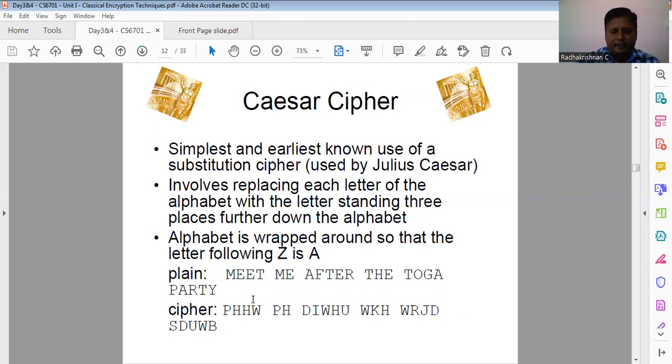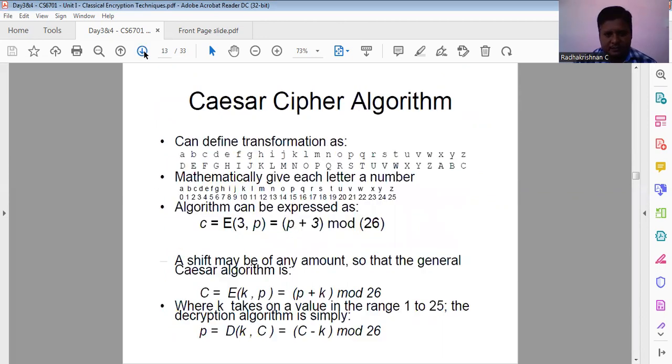The ciphertext will be P, H, H, W, P, H, D, I, W, H, U, W, K, H, W, R, J, D, S, D, U, W, P. In the plaintext we have some meaningful information: meet me after some time. But in terms of ciphertext, there is no specific meaning. So for that purpose only, so that your message will be secretly transferred, we implemented the encryption concept.